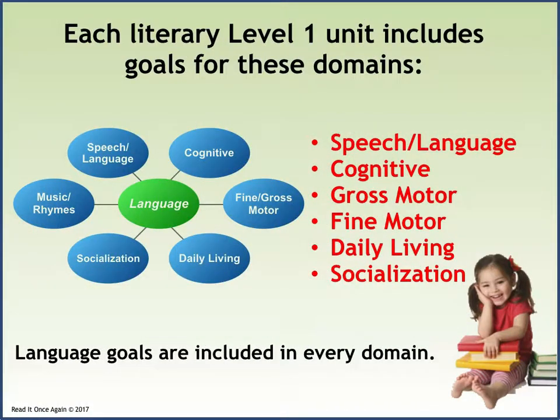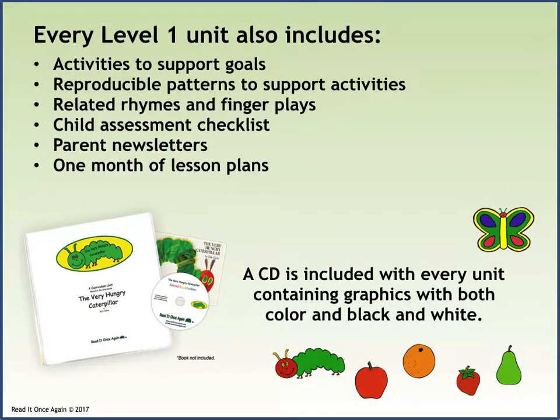Each literary Level 1 unit includes goals for these domains: speech and language, cognitive, gross motor, fine motor, daily living, socialization. Language goals are included in every domain. Every Level 1 unit also includes activities to support goals, reproducible patterns to support activities, related rhyme and finger plays, child assessment checklist, parent newsletters, and 1 month of lesson plans. A CD is also included with every unit containing graphics with both color and black and white.